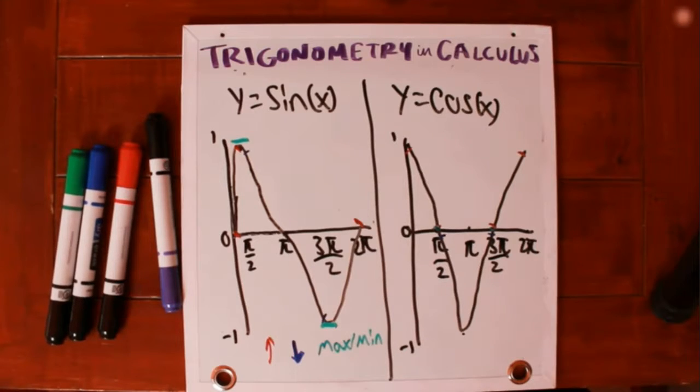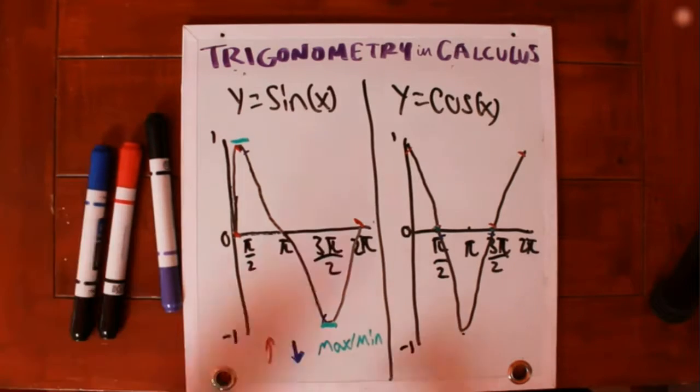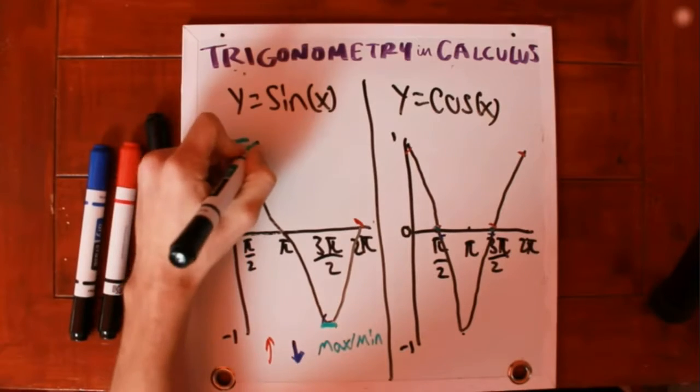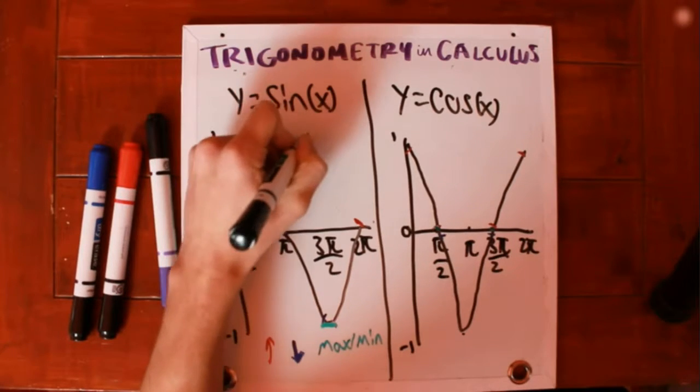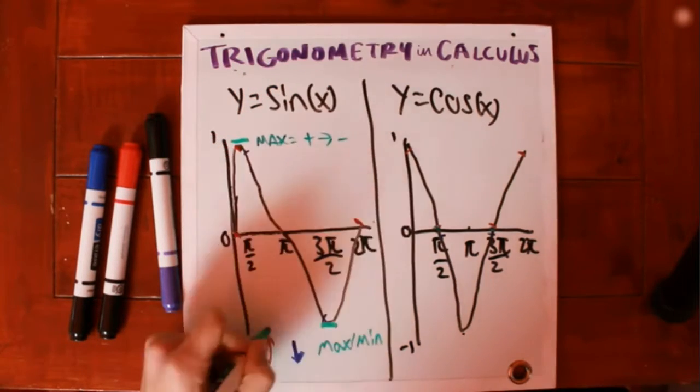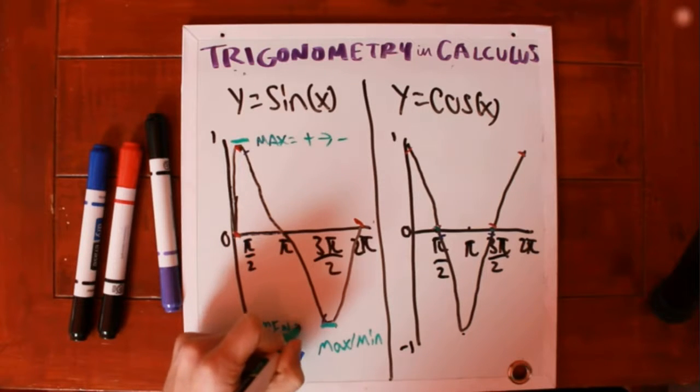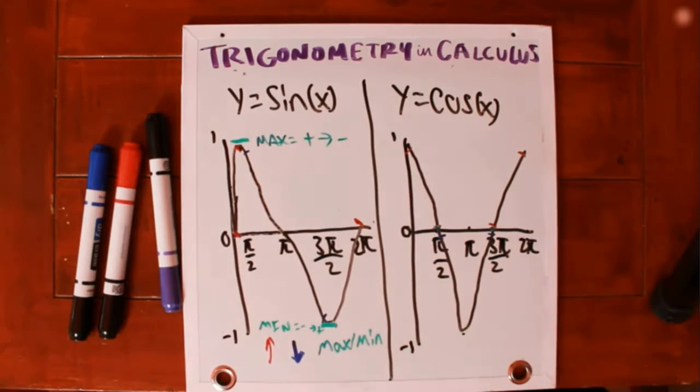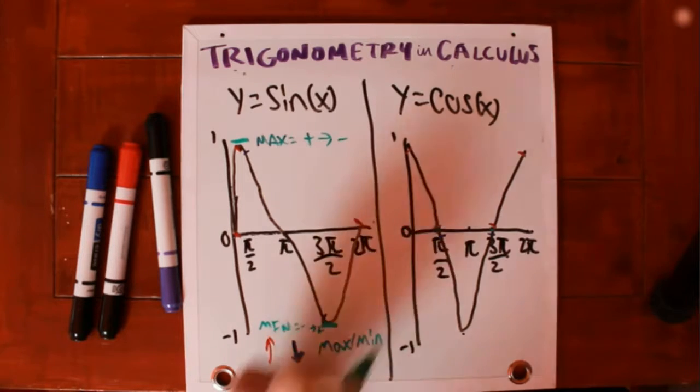But that's not all. At pi over 2, the slope of sine goes from positive or increasing to negative or decreasing, so cosine should cross the x-axis from positive to negative there. The reverse is true for 3 pi over 2. And if we look at our cosine graph, it all matches up. All the key graphical signs of cosine being the derivative of sine have been met.